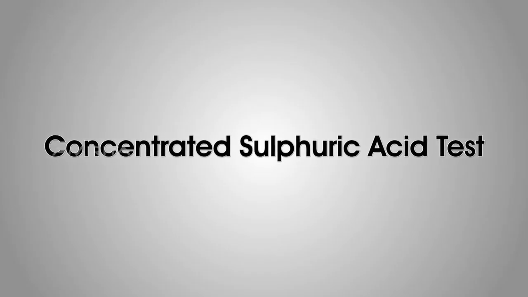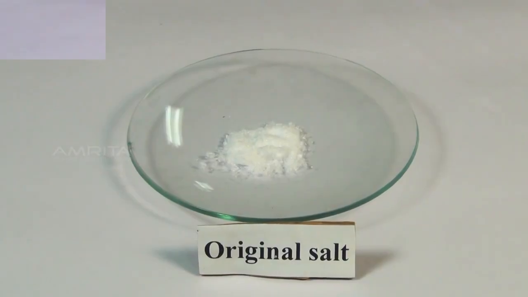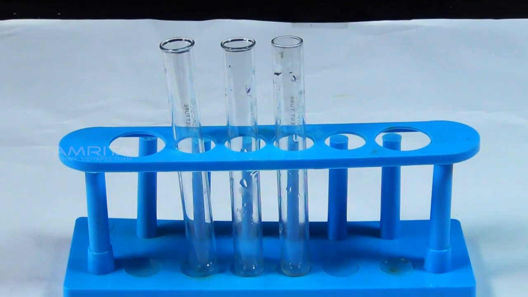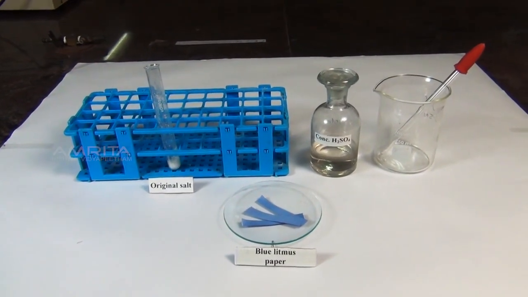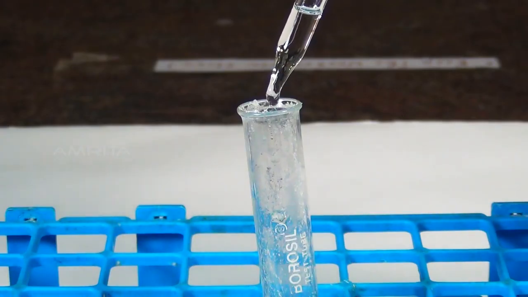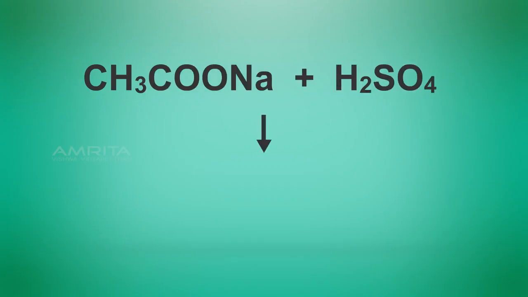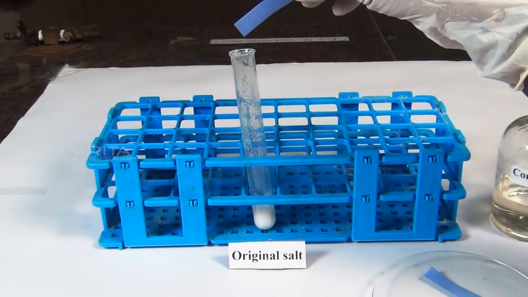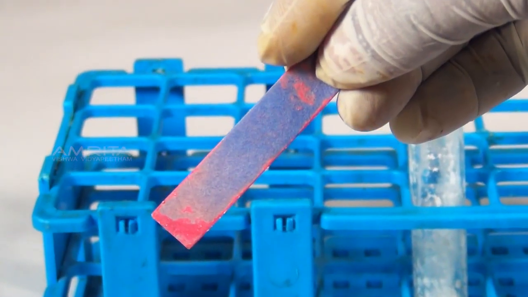Concentrated sulfuric acid test. Materials required: original salt, concentrated sulfuric acid, blue litmus paper, test tube and a dropper. Procedure: take a small amount of the salt in the test tube. To this, add a small volume of concentrated sulfuric acid using the dropper. Acetate reacts with concentrated sulfuric acid to produce vapors of acetic acid with characteristic vinegar-like smell. Place a blue litmus paper over the mouth of the test tube. Acetic acid turns the blue litmus paper red.